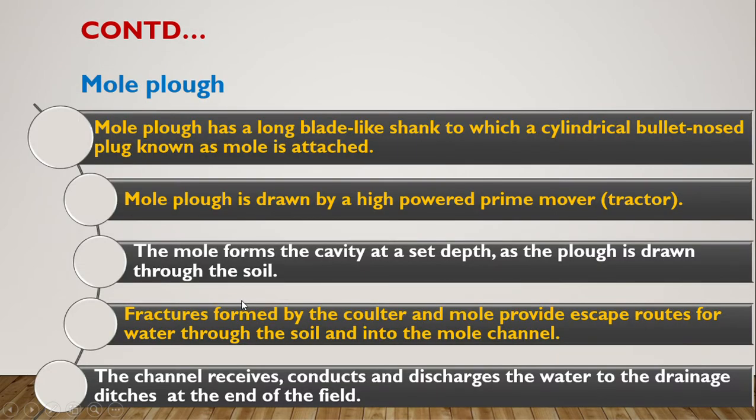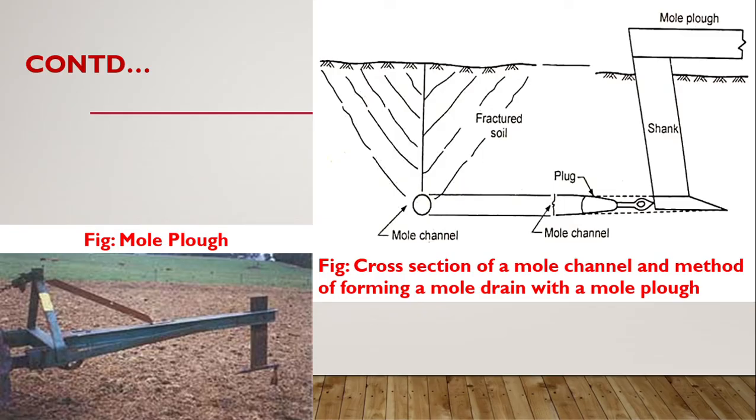And we'll see what a mole plow is. It is a long blade-like shank to which a cylindrical bullet nose plug known as mole is attached. It is just this thing. Okay, so there is a plug here, and this is a shank. This shank area will be attached to the tractor or any prime mover. So there is a shank having a pointed edge. This is a pointed edge blade-like structure. In that a plug is there. This plug is actually an expander, so it is cylindrical in shape.